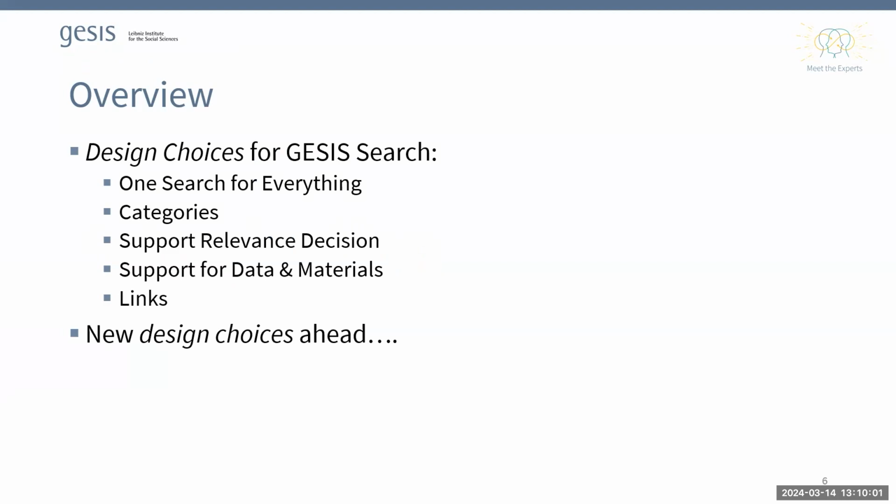So we will look at choices such as one search for everything at different categories, how we support the relevance decision, how we support the download of data and materials, and what about links between different information types. And I will also give a short outlook to new design choices which are ahead in the future.